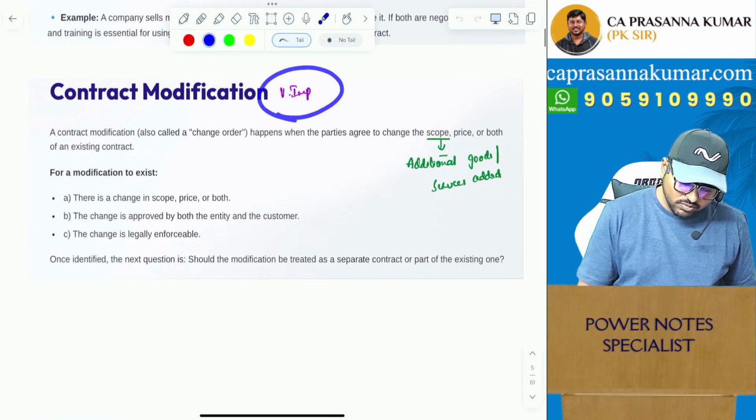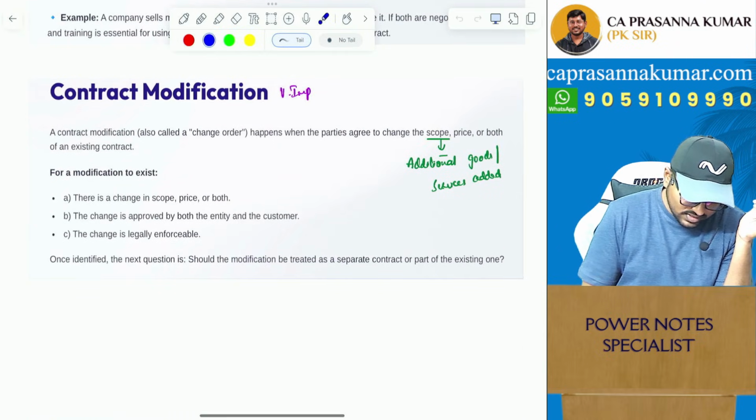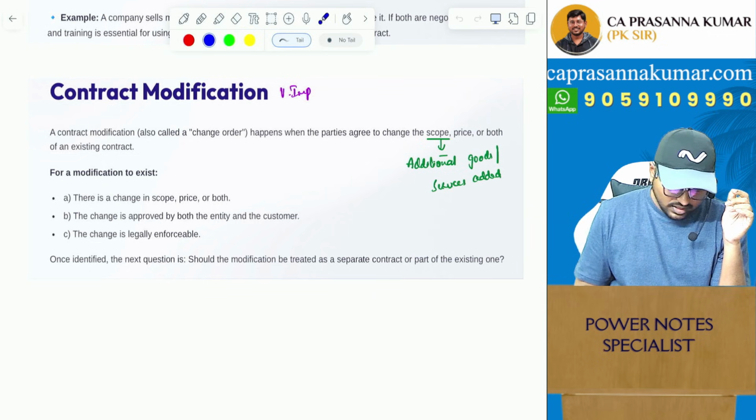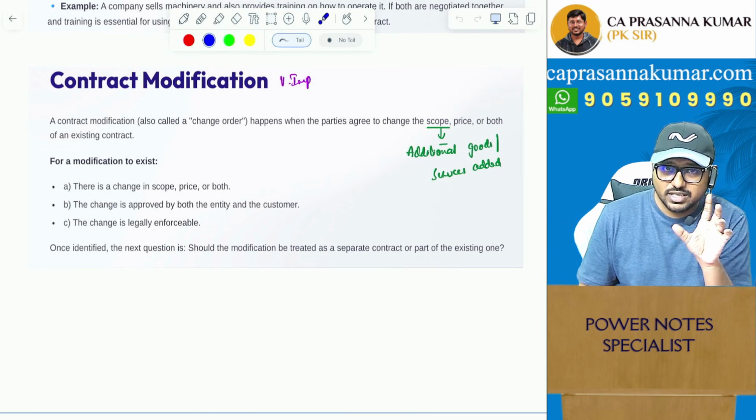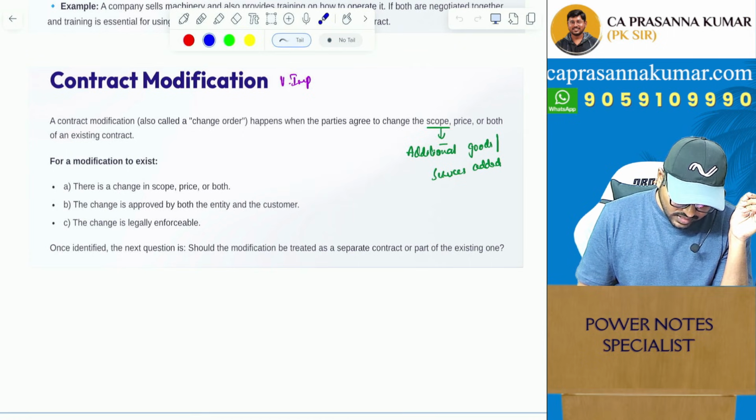Now coming on to the most important part of step 1. What is that? Contract modification. Now, what is this contract modification? This is where you guys need to understand. If you look at the wording in your Ind AS 115, it is called a change.